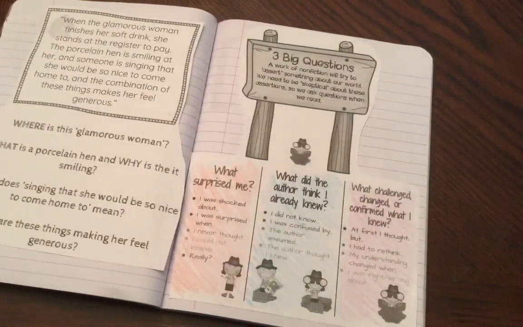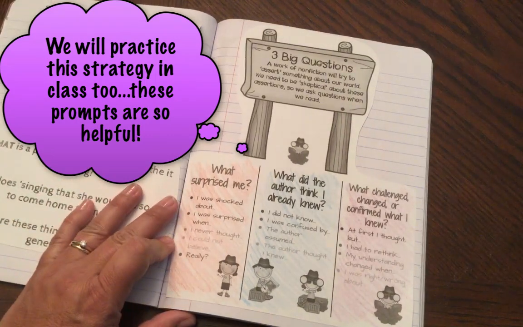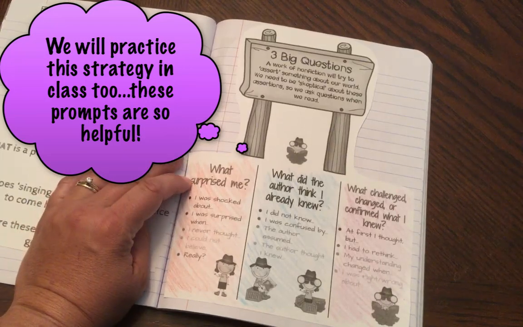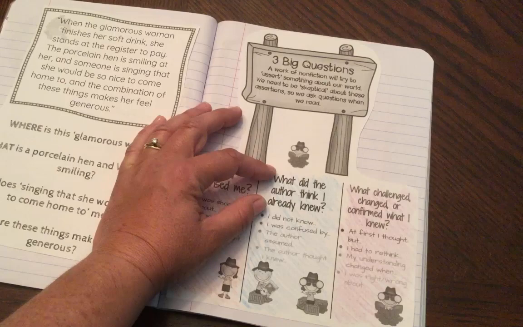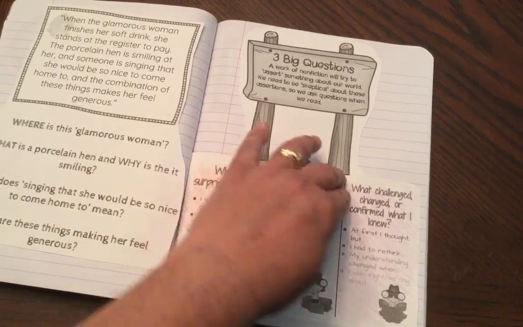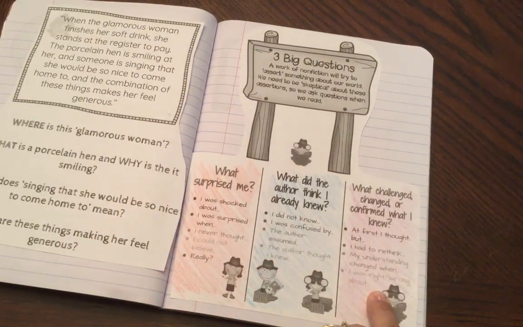Now, when we read informational text, we've got our 3 big questions that we can use as prompts to help us really dive in and think as we think about what surprised us in what we read, what things the author thought we already knew, or what challenged, changed, or confirmed what I already knew. These are some great thinking stems to pull out thinking.